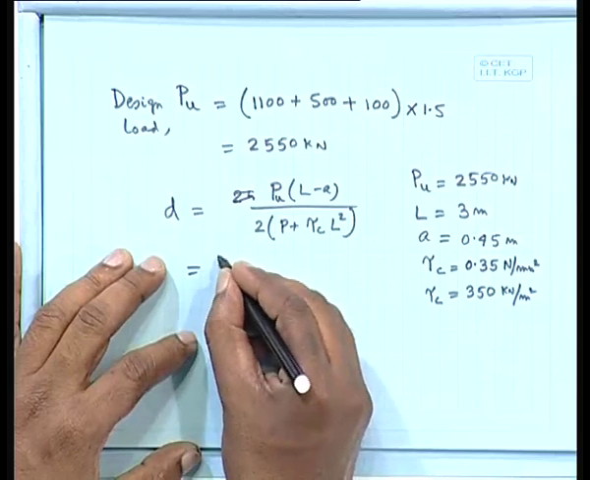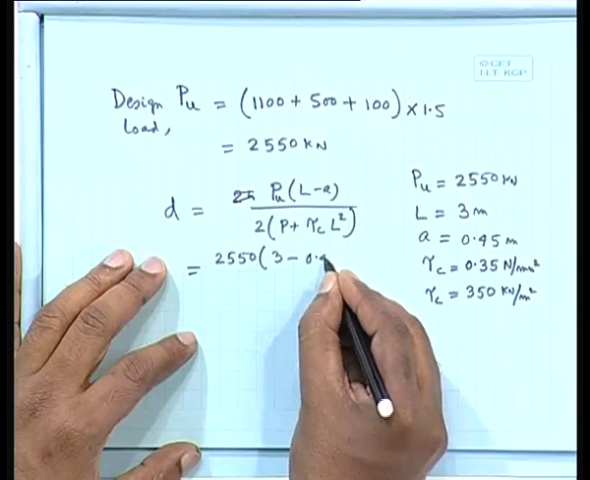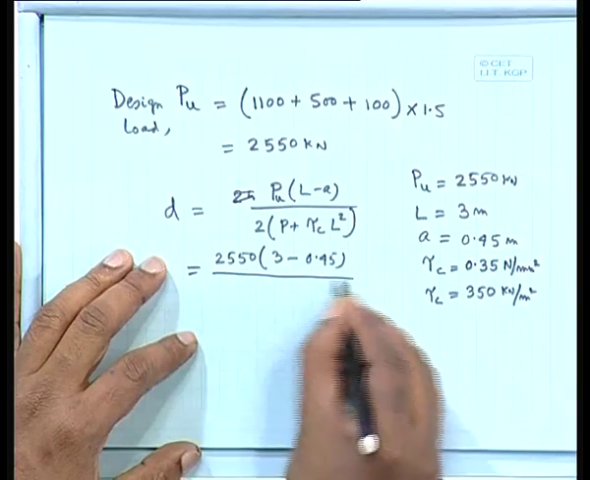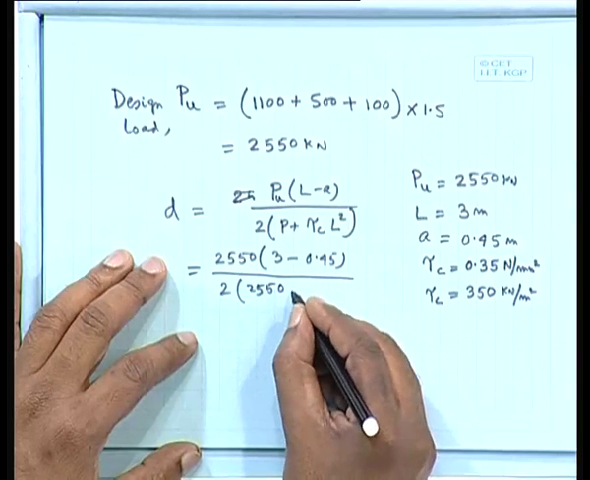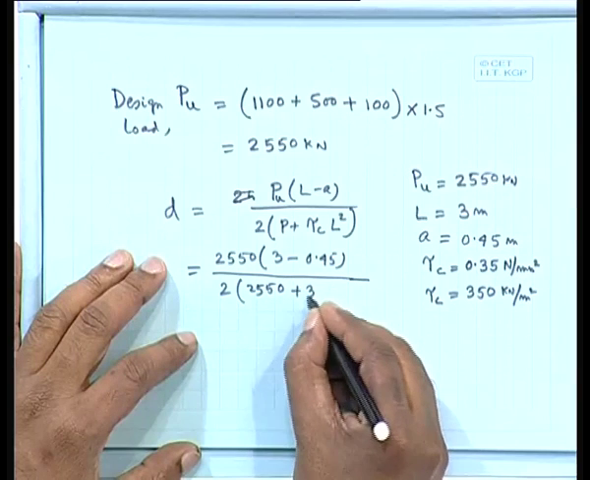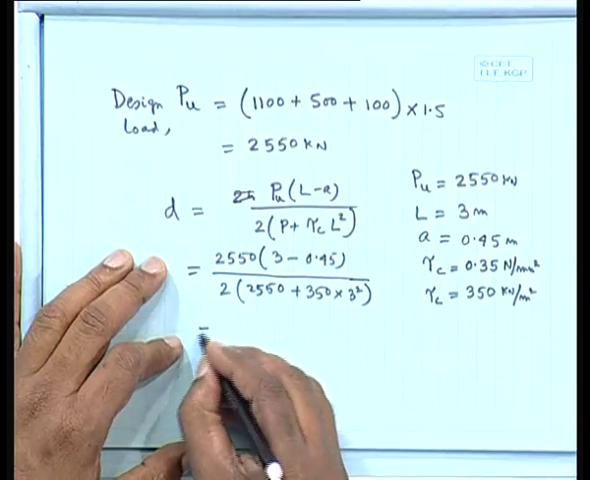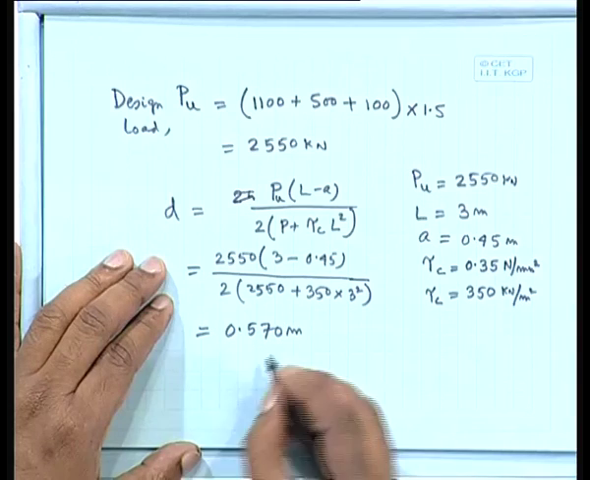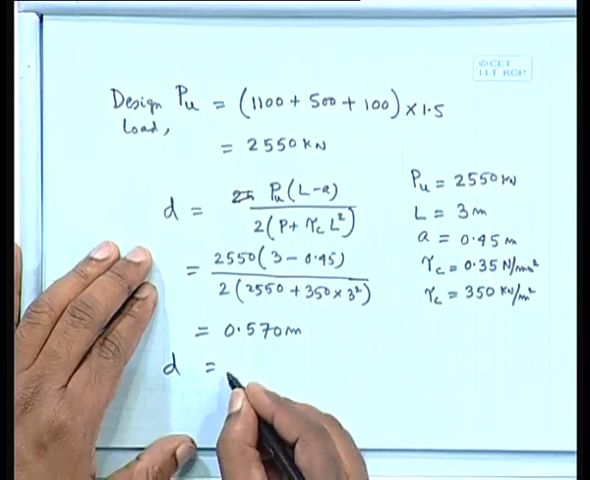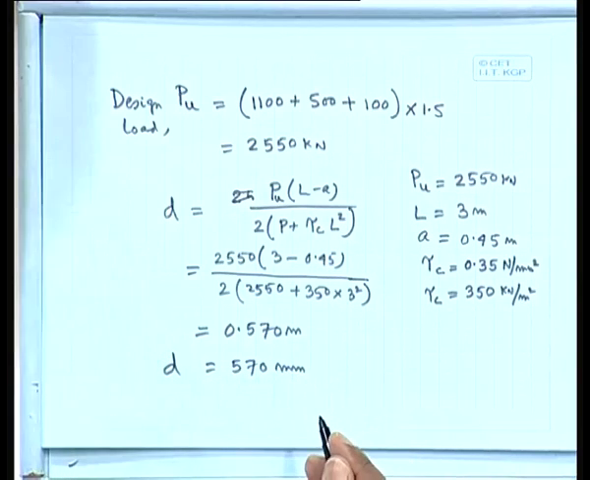So, we can write down 2550 times 3 minus 0.45, divided by 2 times 2550 plus 350 times 3 square, which comes as 0.570 meter. So D equals 570 millimeter, that we are getting here.